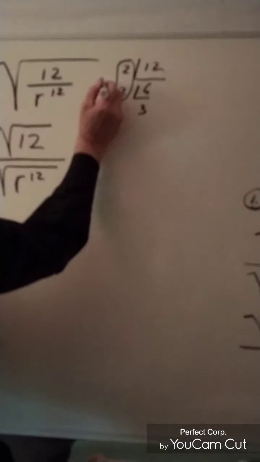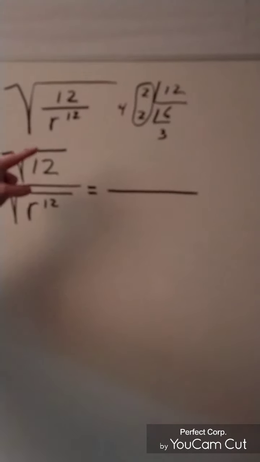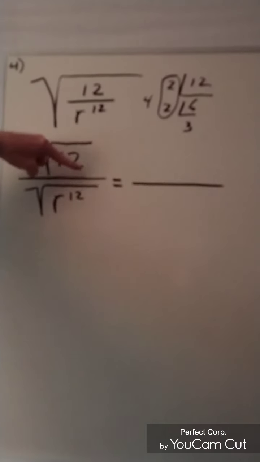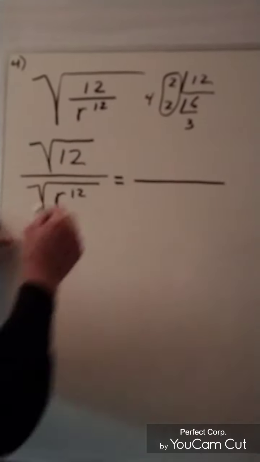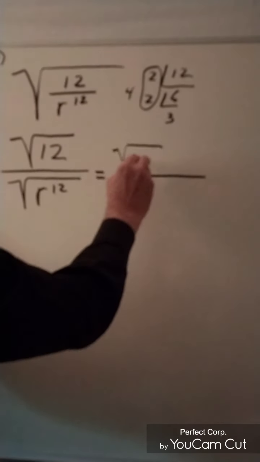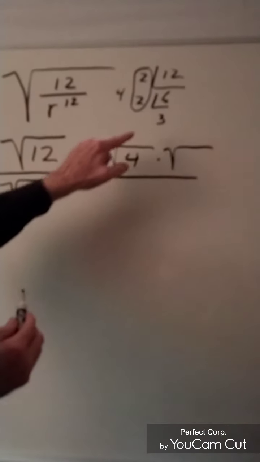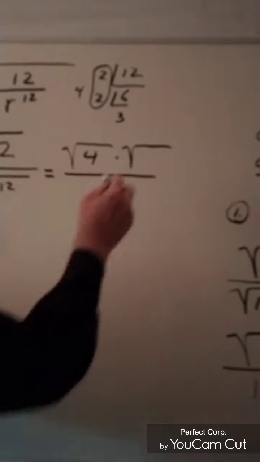There's our 2 of a kind. That becomes 4. So let's carefully do this. We need to use the product rule of radicals to split up that radical of 12 into the radical of 4 times the radical of 3.